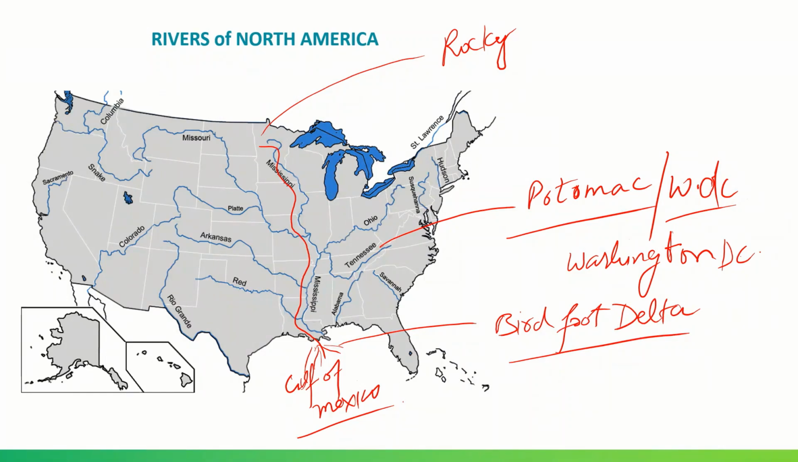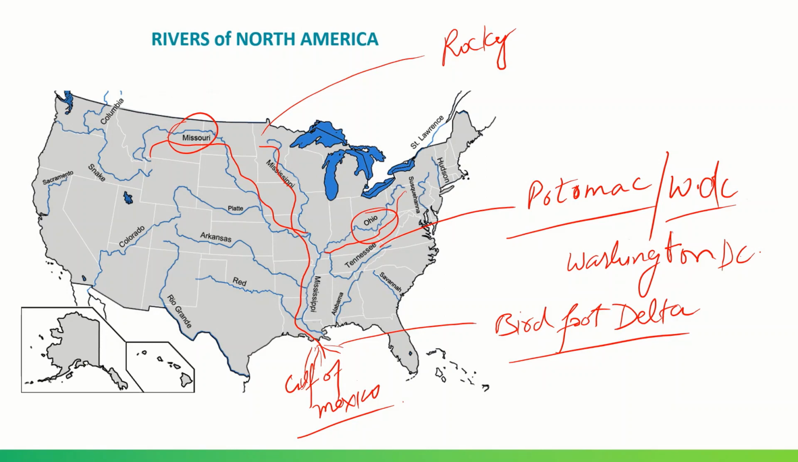So talking about the subsidiary rivers of Mississippi, one is the river Missouri and the other one is Ohio. These are the two subsidiary rivers of Mississippi. One is Missouri and the other one is Ohio.